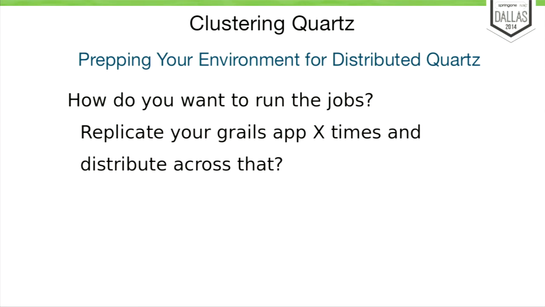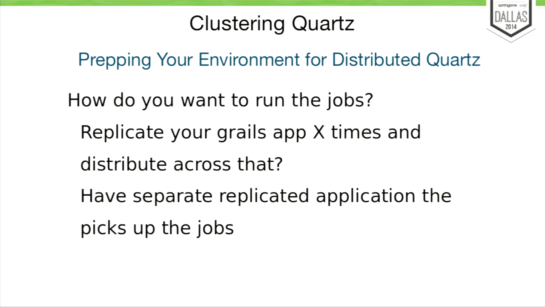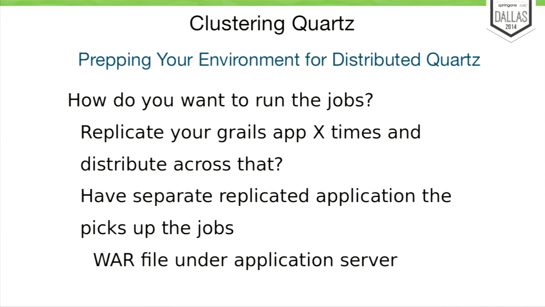So how do you prep your environments? You have to know where you want to run the jobs. You can replicate a Grails app X number of times and distribute across that. You can have a separate replicated application for that. One trick that we do is our web UI starts up and has a thread count in Quartz of 0. So that means it will never try to actually execute any jobs. It just schedules the jobs. And then on the other nodes, we have a Grails app that's basically just processing jobs, and it will have a thread count set that's not 0, and then those are the ones that actually run the jobs. And that way the web front end's never bogged down by running these things.